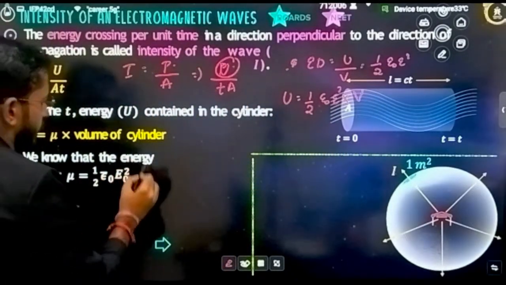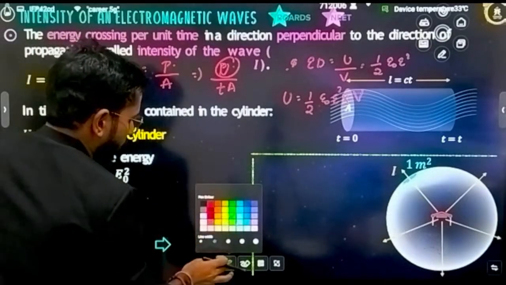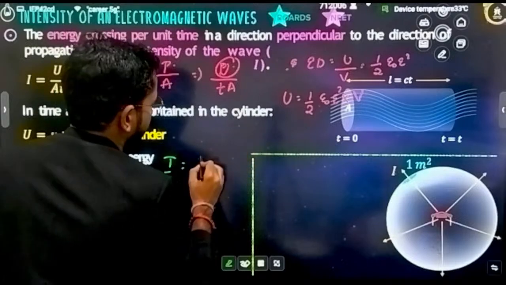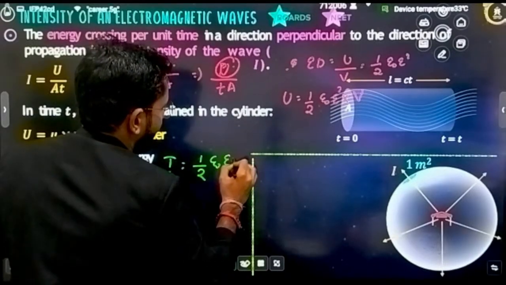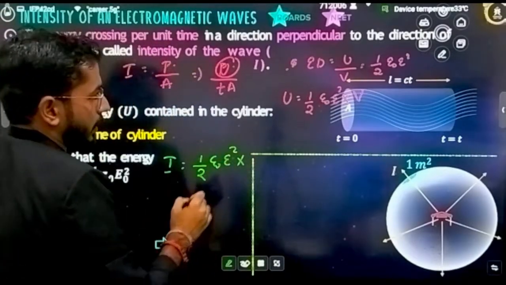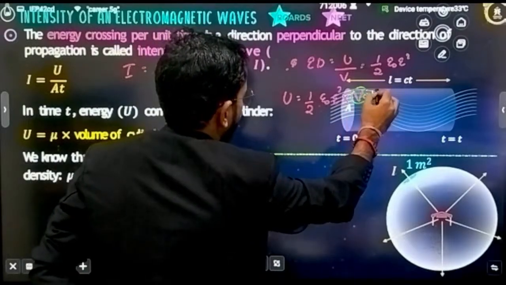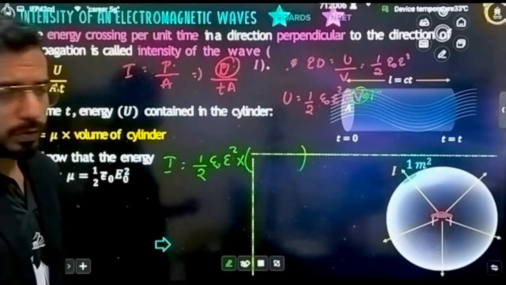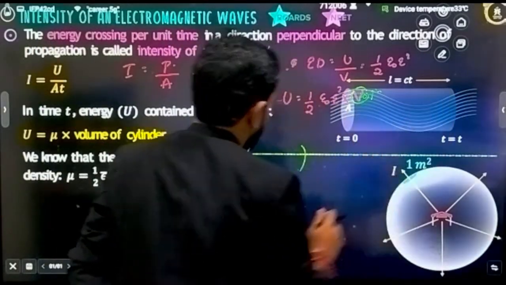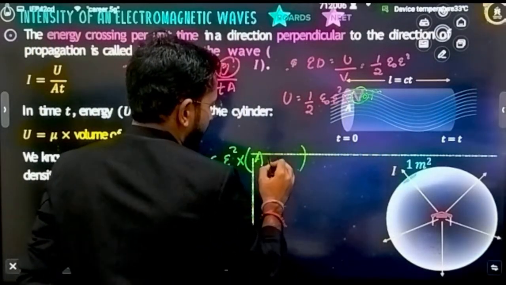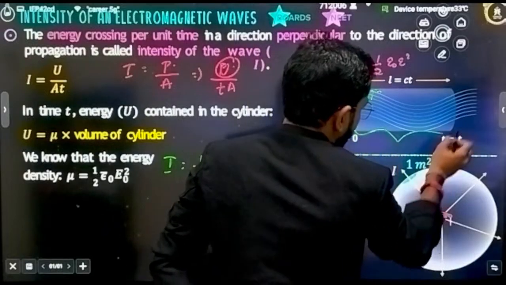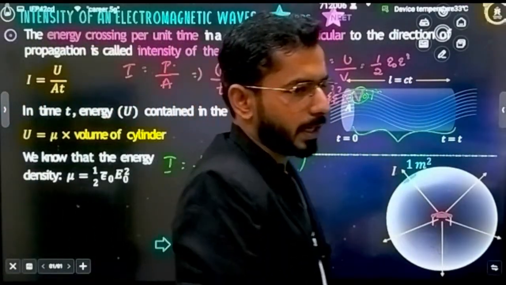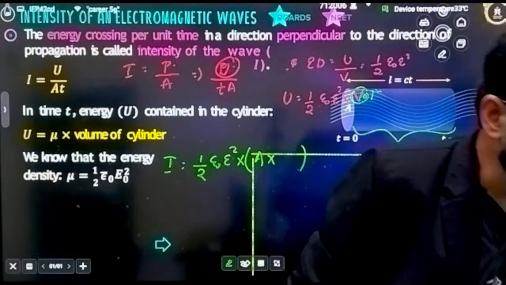So now let's write the intensity. Intensity I am going to define as energy. How am I going to write it? Half epsilon naught E square into volume. This is the volume. Okay. So how will you write volume? Volume we will write as area into the length. Let's suppose I have taken a cylindrical shape. So I will write the cross-section area as A. And how will I write this length? The length is not given, so I can write it using the speed of the electromagnetic wave.